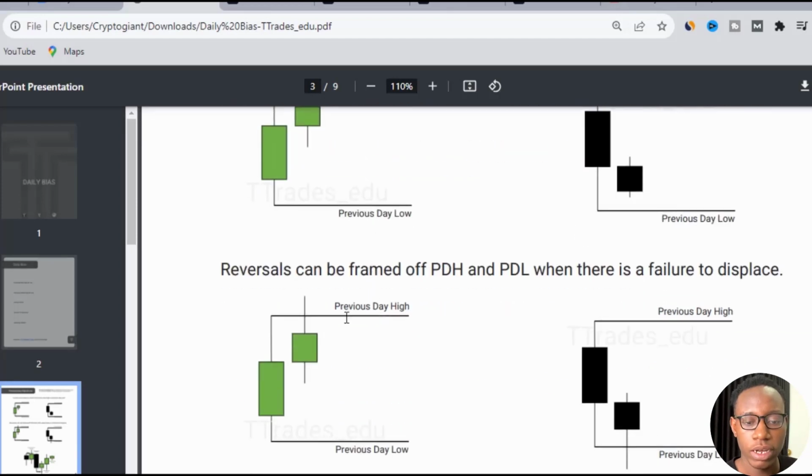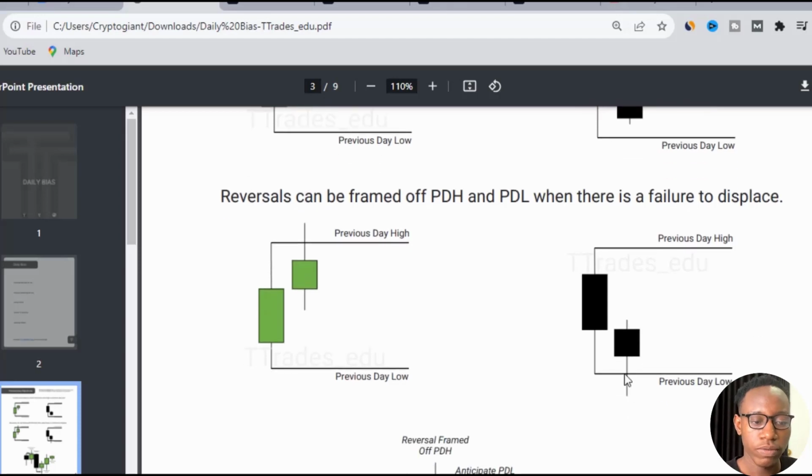The previous day high and low can also be used as a liquidity pool to frame a reversal. For instance, right here we have the price reaching the previous day high and failing to displace above that, then we have a reversal. Similarly here, we have a reach below the previous day low and a close above the range.